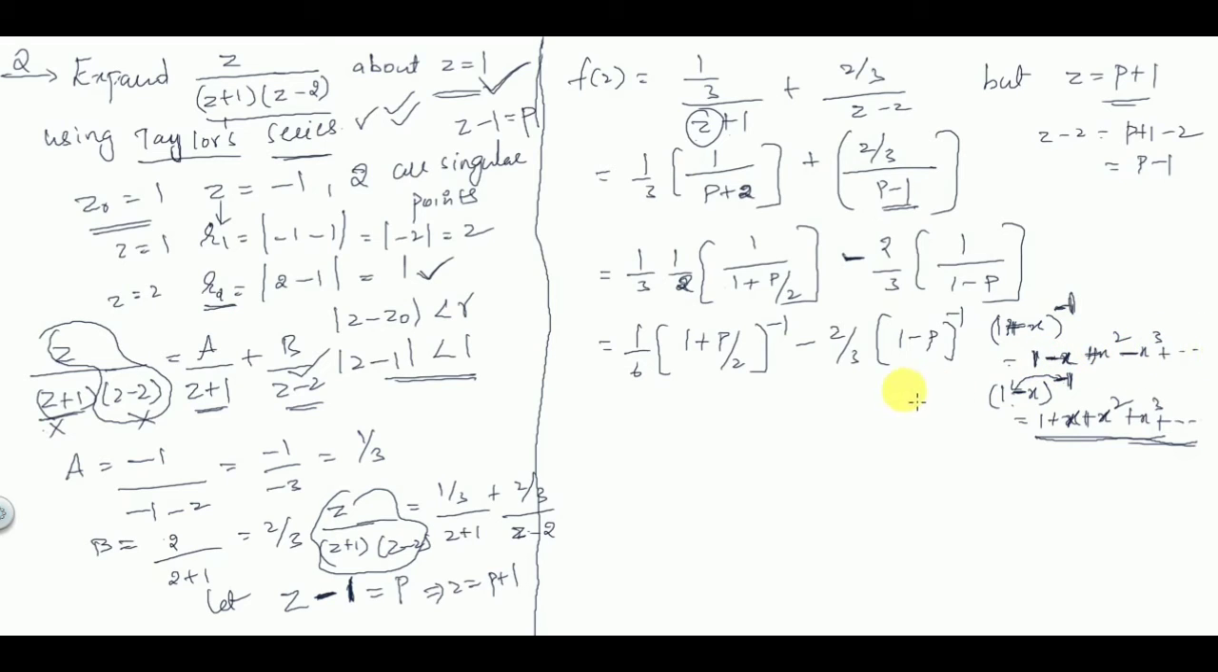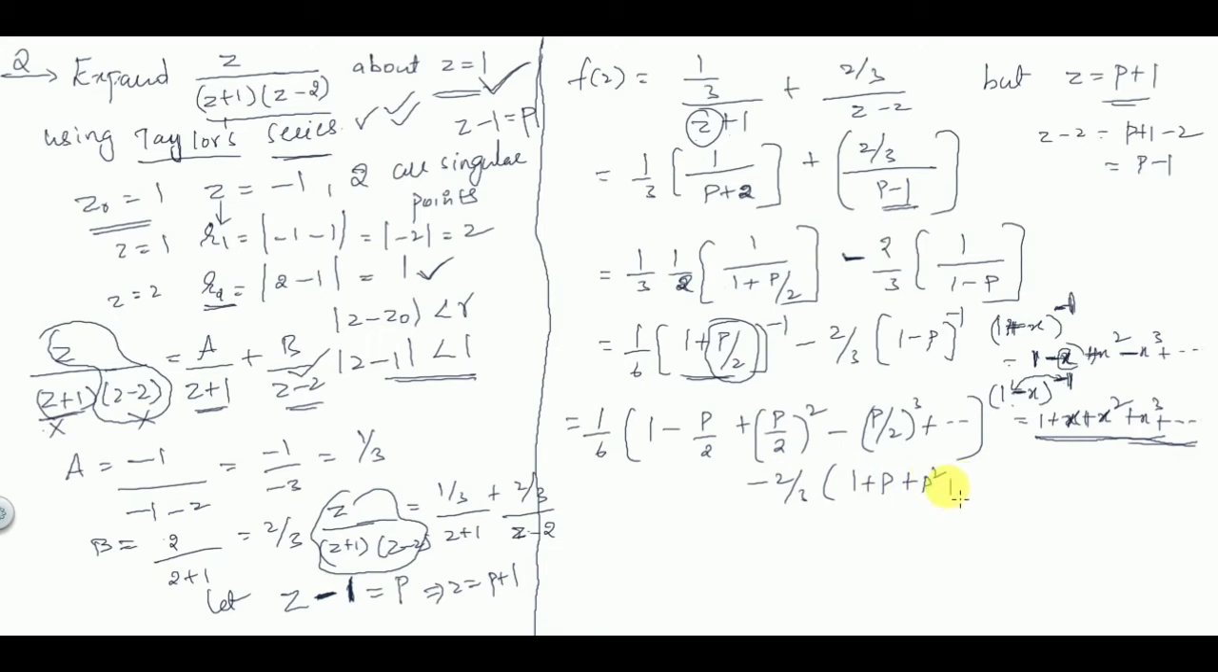Okay, right. So 1/6 into, so this is 1 + x, I am assuming it as x, so (1 + x) to the power of minus 1 form, so it will be 1 - p/2, that is x is now p/2, plus (p/2)² minus (p/2)³ plus so on, minus 2/3 into 1 + p² + p³ plus so on. So in the place of x you have p, so 1 + p + p² + p³ and so on.